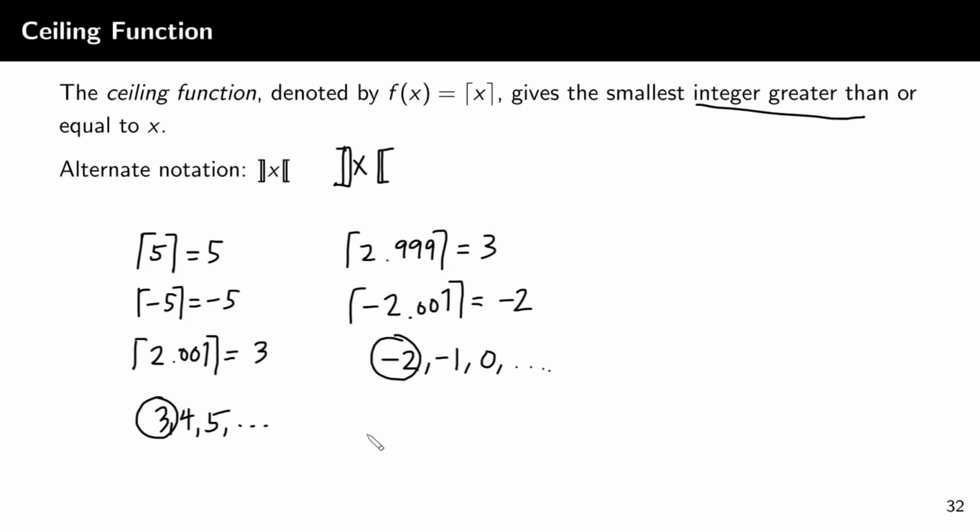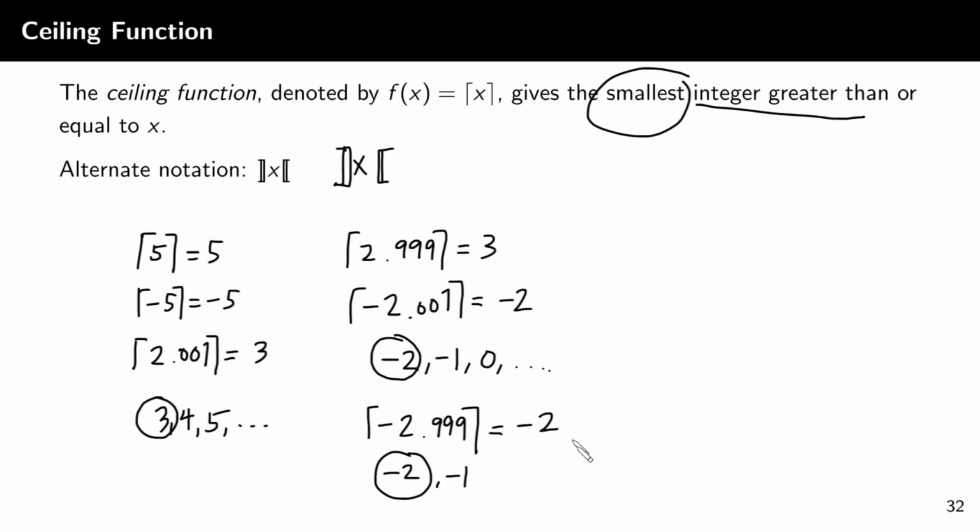Ayan. Ganun din si negative 2.999. Okay. So, negative 2 is greater than negative 2.999. So, hindi pasok si negative 3. Kasi negative 3 is less than negative 2.999. So, we start with negative 2. So, siya na rin automatically yung pinakamaliit among them. So, negative 1 is also greater than negative 2.999. Pero hindi siya yung pinakamaliit. Okay. So, the ceiling of negative 2.999 is equal to negative 2.